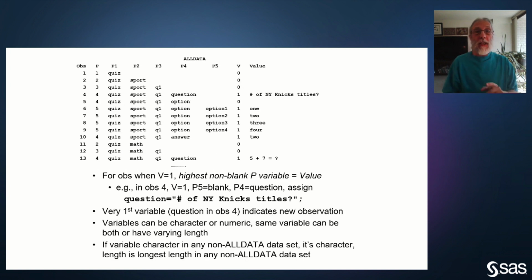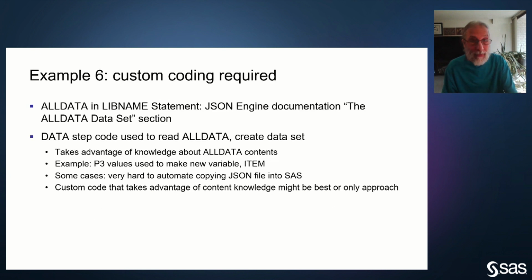Okay. One last technical point here. The very first variable that I ever find the first time v is equal to 1 is question. That indicates to me that every time I encounter question again, it's the beginning of a new observation. And that's all I'm going to say about this. The paper actually has all the code that does this.